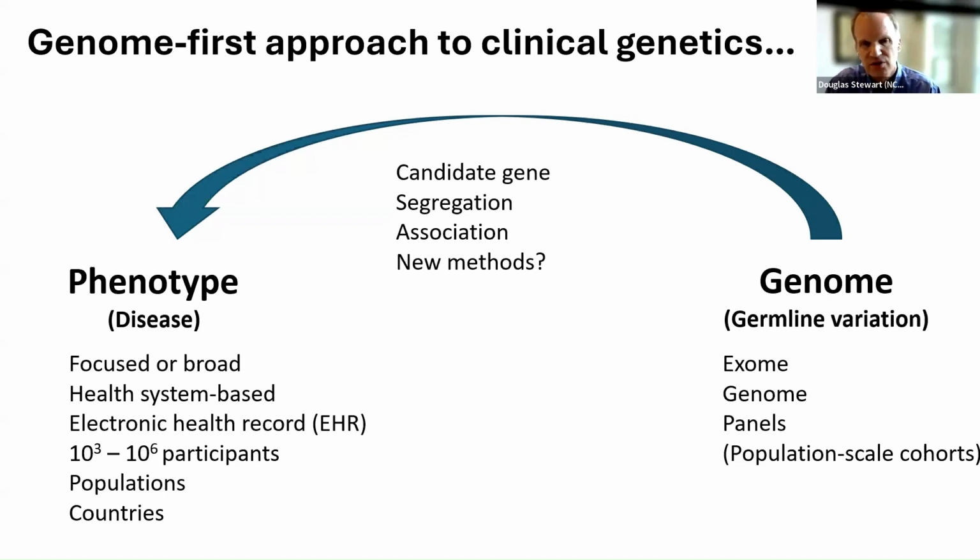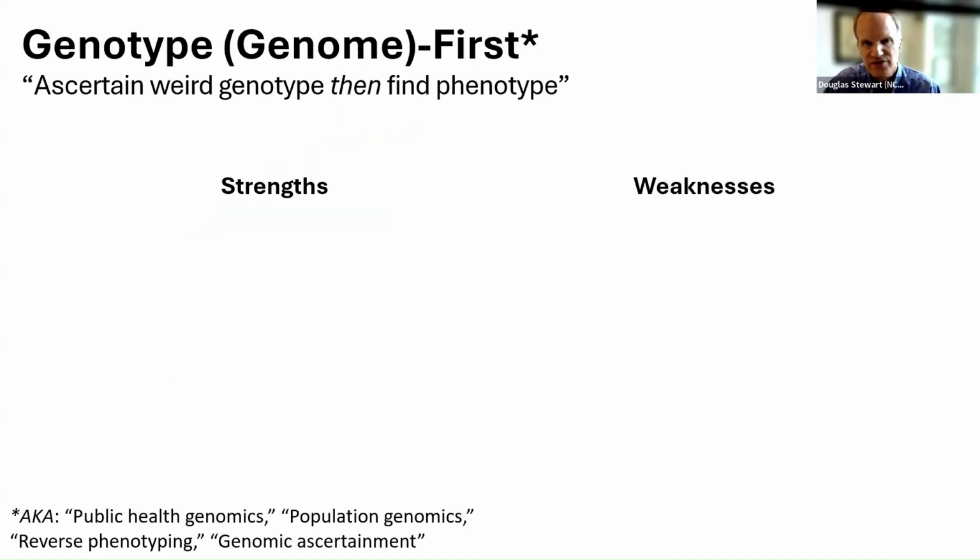This is inherently scalable, and indeed there are entire populations in countries getting involved with this. And this is ascertaining a genotype first and then finding the phenotype. I list here a variety of synonyms: genotype or genome first, and then some more synonyms below. I prefer genomic ascertainment. That's what you'll hear me say.